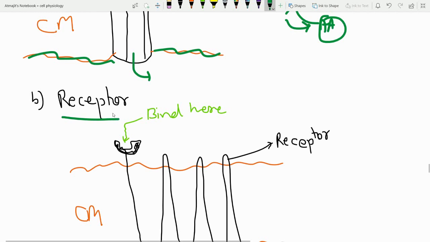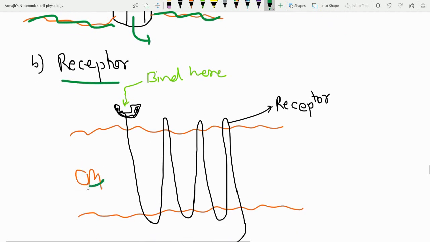Then we learn about receptor. Let's say here it is the cell membrane.